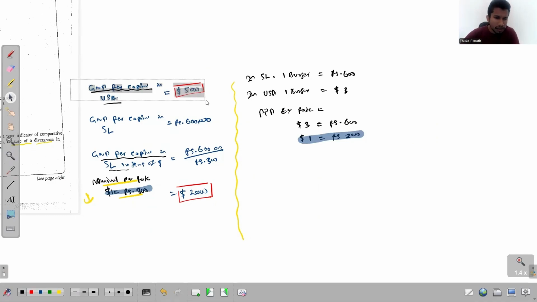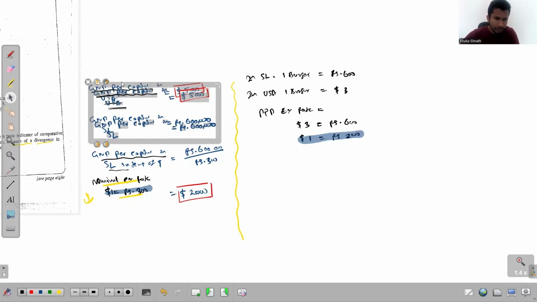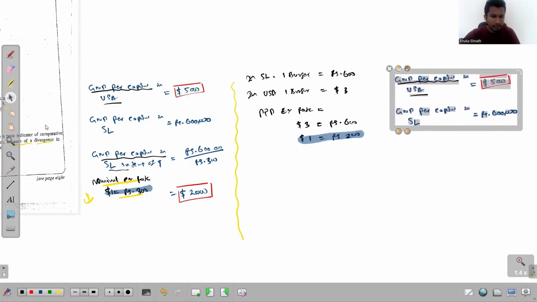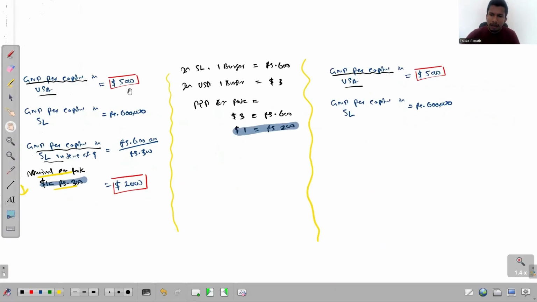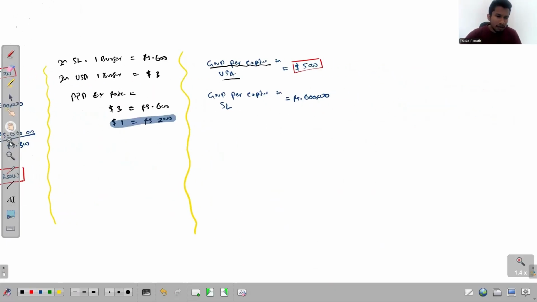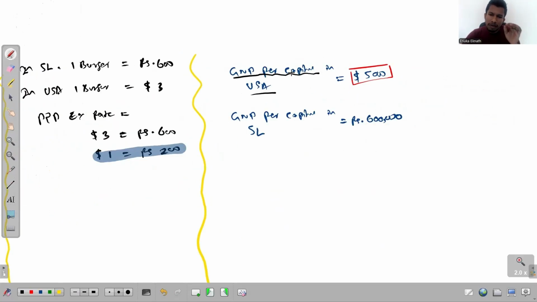So GNP per capita in USA. This is the third part of the discussion. Right. So GNP per capita in USA is $5,000 and GNP per capita in Sri Lanka in rupees is 600,000.